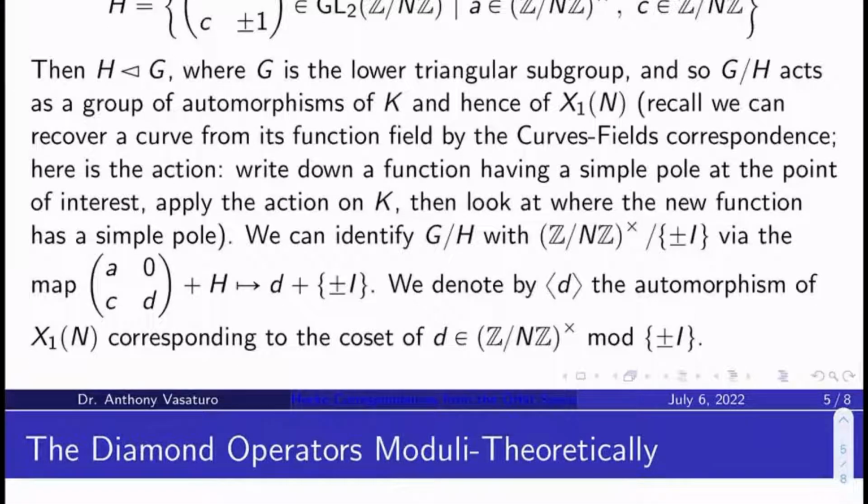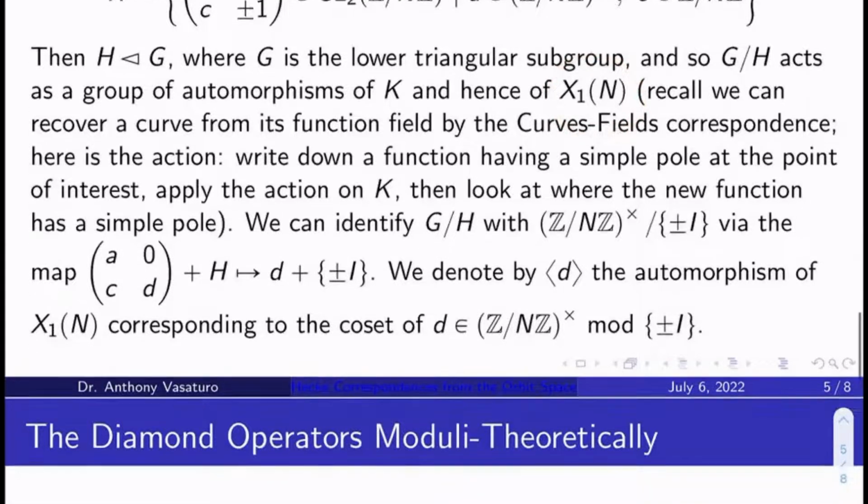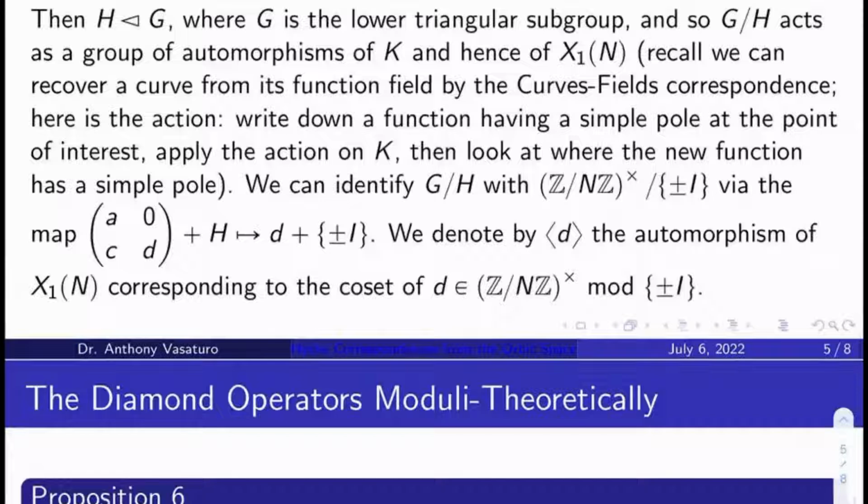So, you can naively just say, oh, well, remember, I can recover a curve from its function field by the curve-field correspondence. True, but that doesn't really tell you how to think of G mod H specifically as a group of automorphisms on X sub 1 of N. So I think here's what you want to do. Here's the action. Just take a point that you want to act on in X sub 1 of N. Write down a function in the function field K having a simple pole at the point of interest, the point you want to act on.